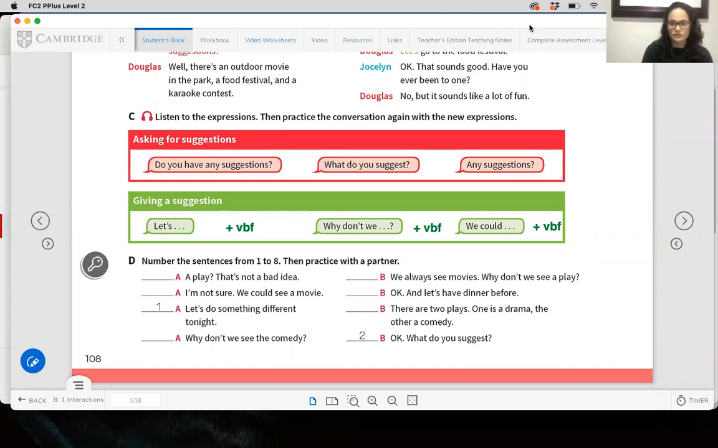So right here, this is going to be number 3. I'm not sure we could see a movie. And what does the person respond? The person responds, we always see movies. Why don't we see a play? So this would be number 4. And then the person responds, a play? That's not a bad idea. That would be number 5.